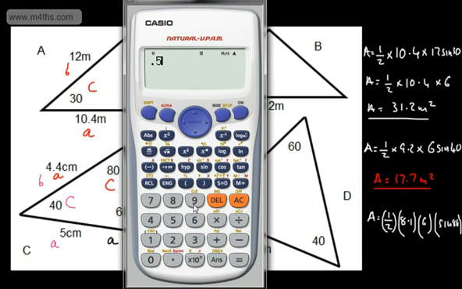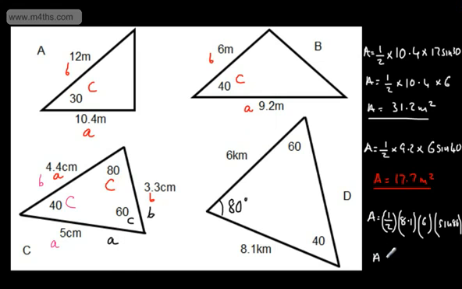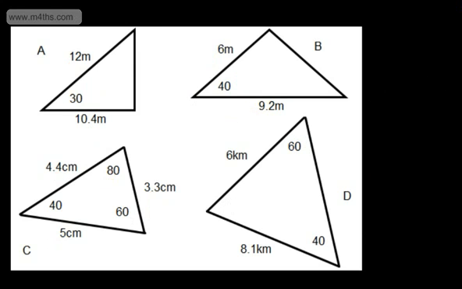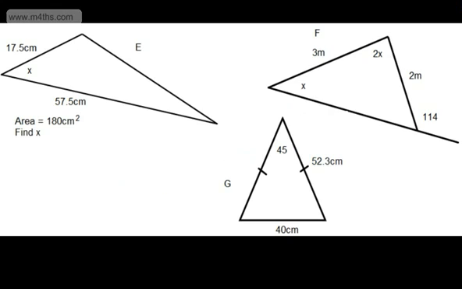Let's do 0.5, and again you can use brackets or multiplication, times by 8.1 times by 6, and then times by the sine of 80 degrees. So let's put that in, sine of 80 degrees, and that will now give us 23.9. So what's that going to be? So let's write that into 1 decimal place, 23.9, and that will be kilometres squared, or square kilometres. So nice and straightforward. All we're doing is labelling these up and putting the values in. Okay, let's move on and look at some others.